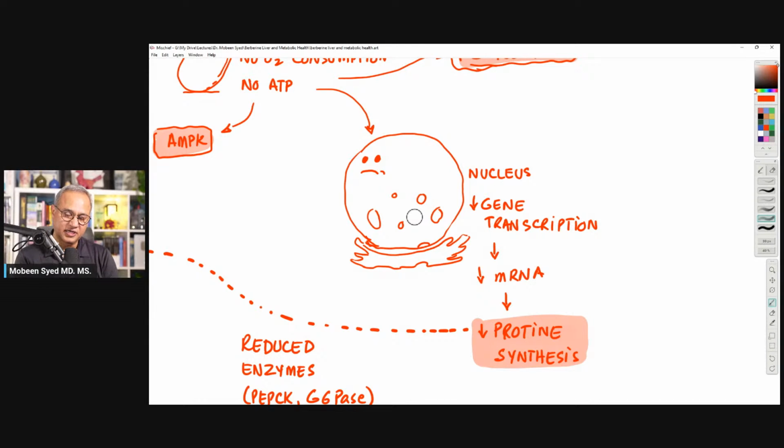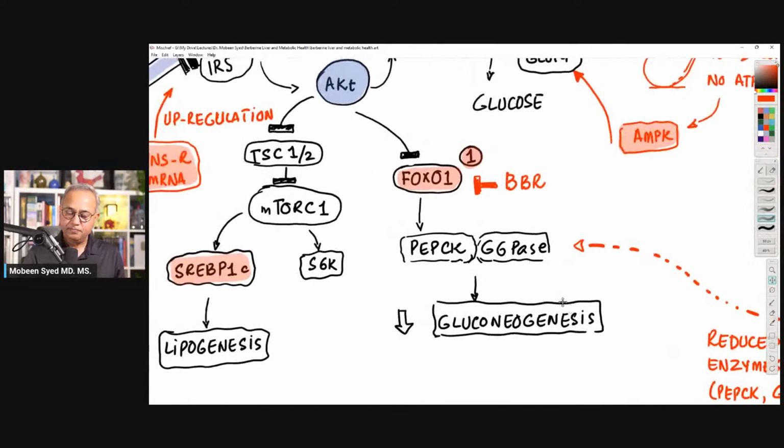You take away its energy, it's going to spend the energy on the most important thing. So the nucleus starts focusing only to make those messenger RNAs that are absolutely necessary to keep the cell functional, but not make extravagant enzymes. And what does that mean? In that process, the nucleus starts to produce less messenger RNA for making the enzymes called PepCK and G6Pase. So once again, you'll say, well, what the heck is PepCK and G6Pase? And let me explain that for a second.